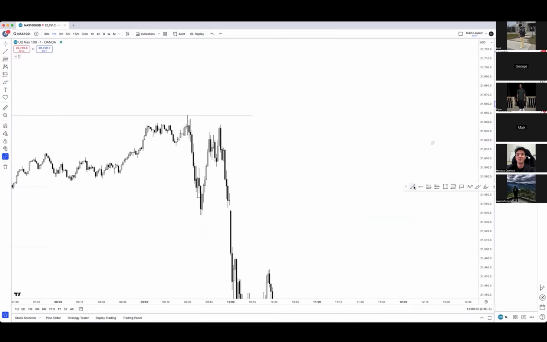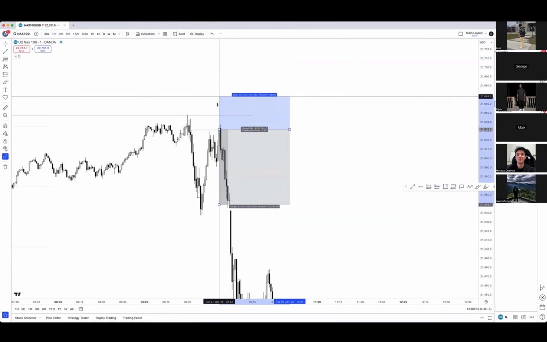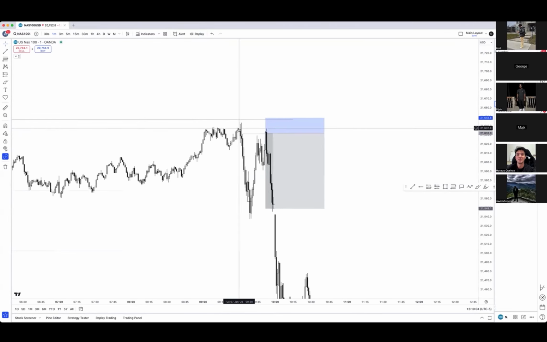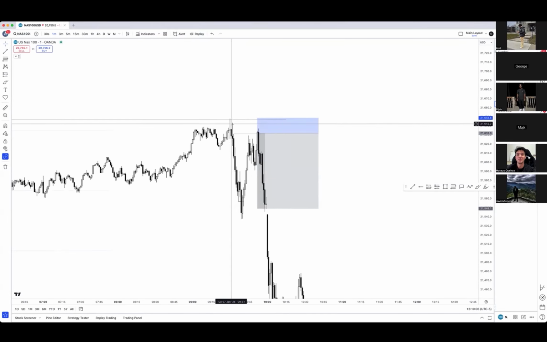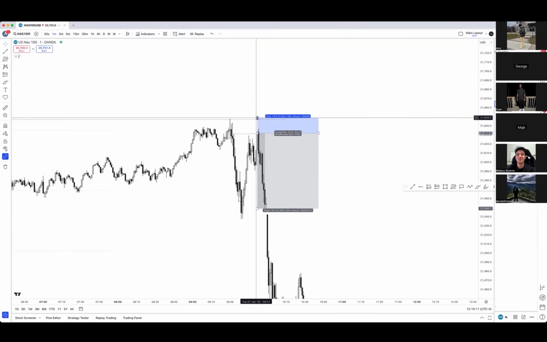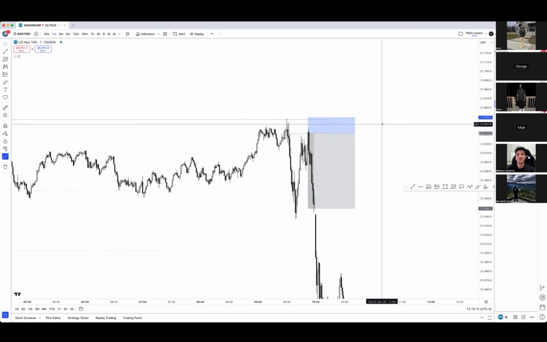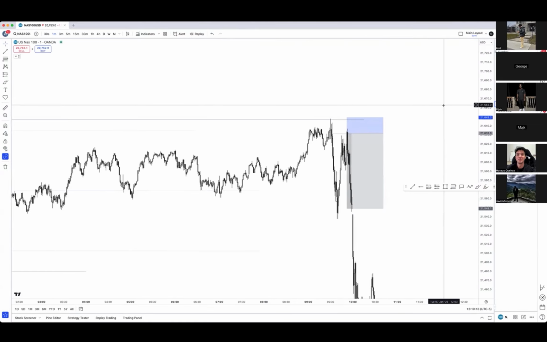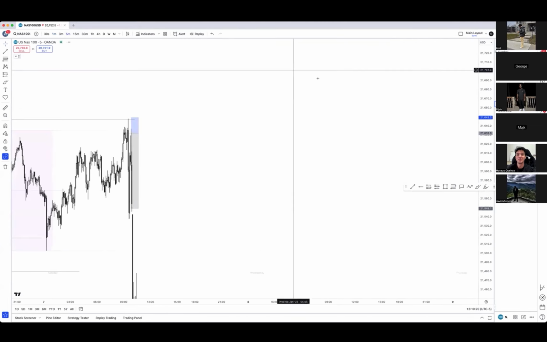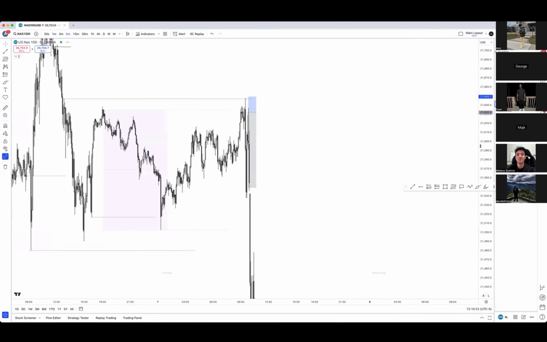So let's say entry right here. And then stop loss about there. Right. If you want to be a little extra, you can grab this high as a stop loss, I mean, as the liquidity block. But the safest bet is keeping your stops above this high right here. So yeah, that was the entry on Tuesday.